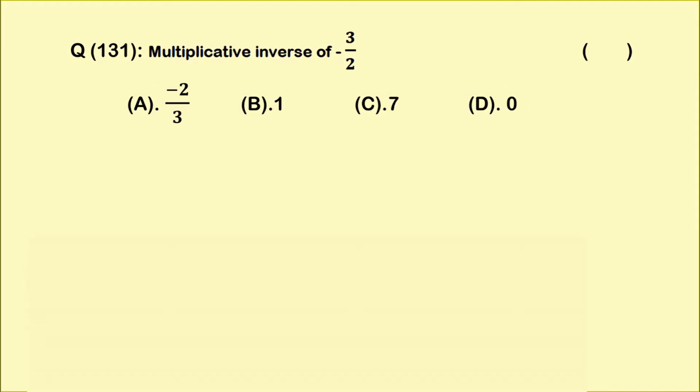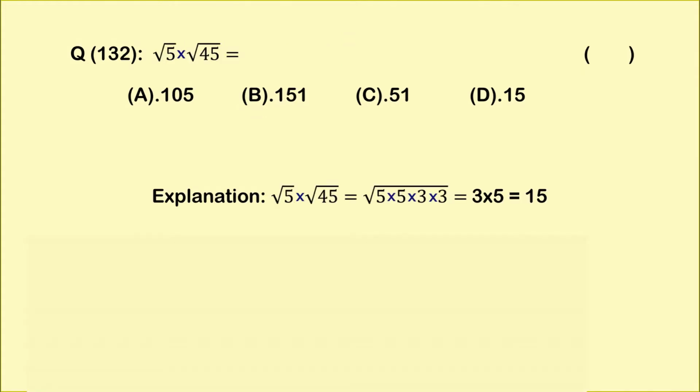Question number 131. Multiplicative inverse of minus 3 by 2. Minus 3 by 2 is multiplied with minus 2 by 3, we will get 1. So minus 2 by 3 is the multiplicative inverse of minus 3 by 2. So the right answer is A. Question number 132. Root 5 into root 45. If you multiply root 5 with root 45, the factors are like this: 5 into 5, 3 into 3. So the answer is 3 into 5, that is equal to 15. So the right answer is D.